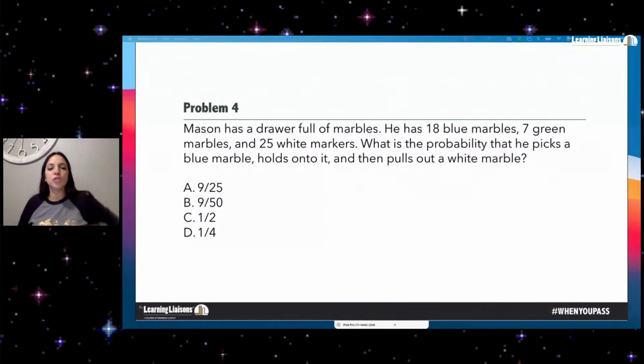All right, let's do this one. I skipped 3 for a reason. I'll come back to it. Mason has a drawer full of marbles. He has 18 blue marbles, 7 green marbles, and 25 white marbles. What is the probability that he picks a blue marble, holds on to it, and then pulls out a white marble? So this is a probability problem.